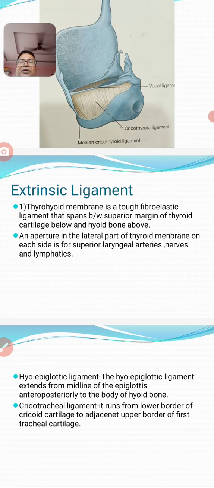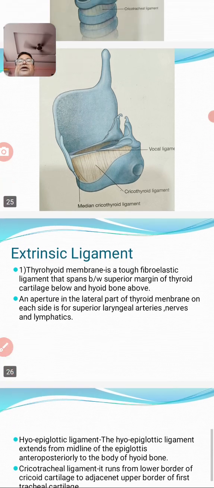Next is the hyoepiglottic ligament, and third is the cricotracheal ligament. The hyoepiglottic ligament extends from the epiglottis to the body of the hyoid bone, and the cricotracheal ligament runs from the lower border of the cricoid cartilage to the adjacent upper border of the first tracheal ring.